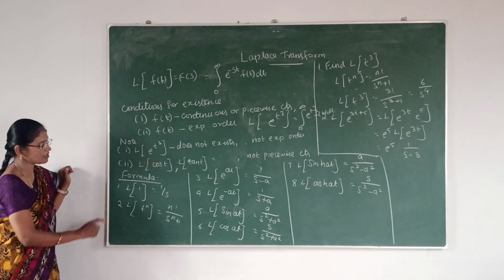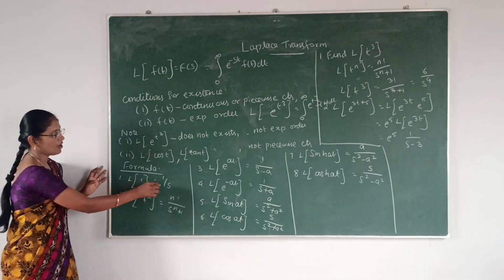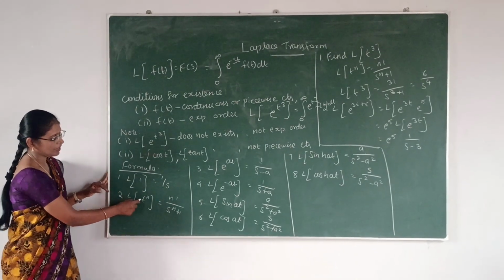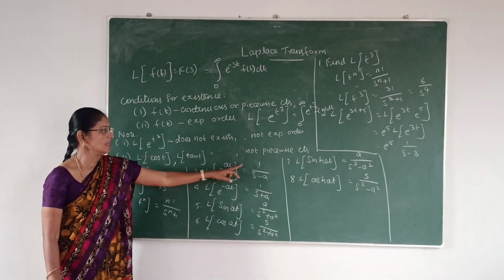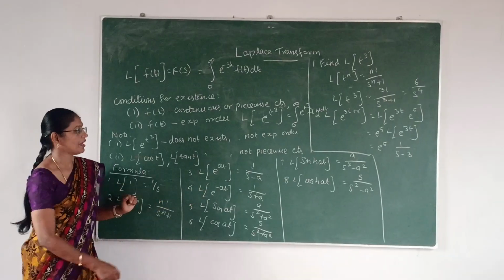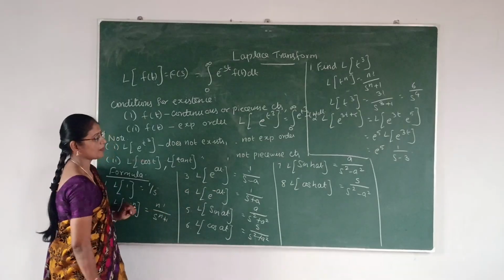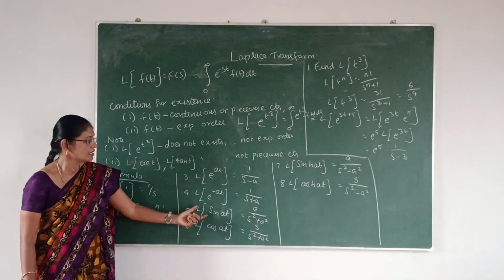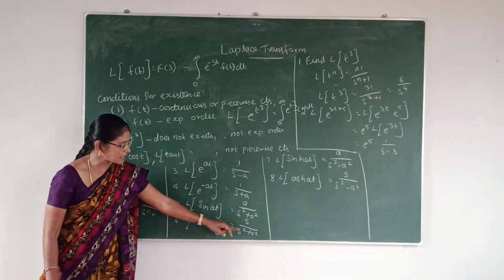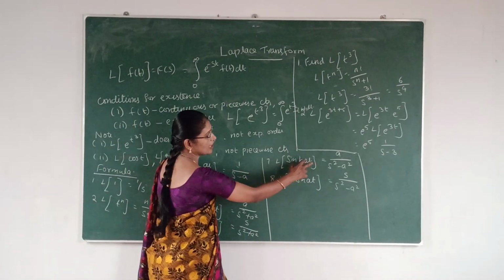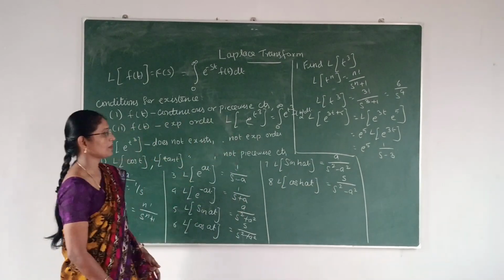Now there are various formulas for the Laplace transform. We'll see them one by one. L of 1 is 1 by s. L of t power n is n factorial by s power n plus 1. L of e power at is 1 by s minus a. If it is e power minus at, it is 1 by s plus a. Similarly, L of sin at is a by s square plus a square. Cos at is s by s square plus a square. Sin h at is a by s square minus a square. Cos h at is s by s square minus a square.